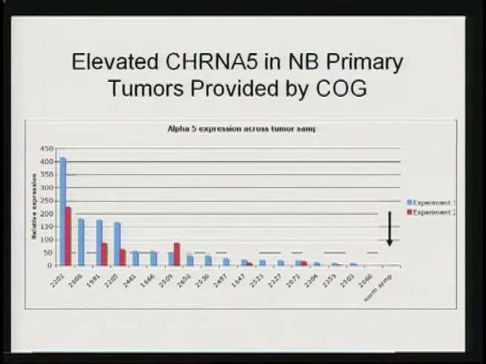And everything is expressed relative to the normal sympathetic ganglion. And you can see, with the exception of maybe a couple of samples down here, every single primary tumor is showing hugely upregulated expression of CHRNA5. This is 400-fold higher than a normal sympathetic ganglion. This is a subunit that's not very highly expressed normally in a sympathetic ganglion. And you can see here we've got very high levels, many hundreds of fold higher.